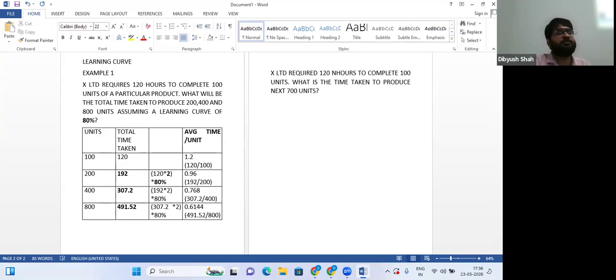Now this is where students are like, no, the world has not collapsed. 100, next 700. 100 plus 700 is 800. So they are asking you what was the time taken from the 101st unit to 800 units. So it's very simple. See, what was the total time taken to make 800 units? Focus here. It is 491 point something. And what was the total time needed to make 100 units? So in this extra hours only your extra 700 units were made. That is done.